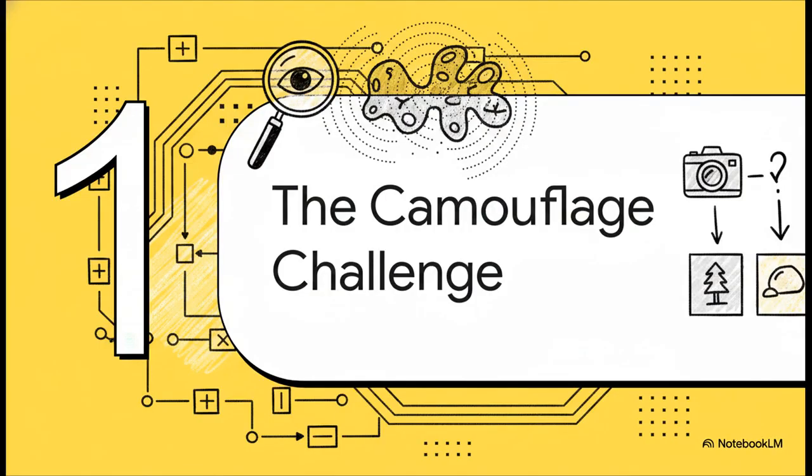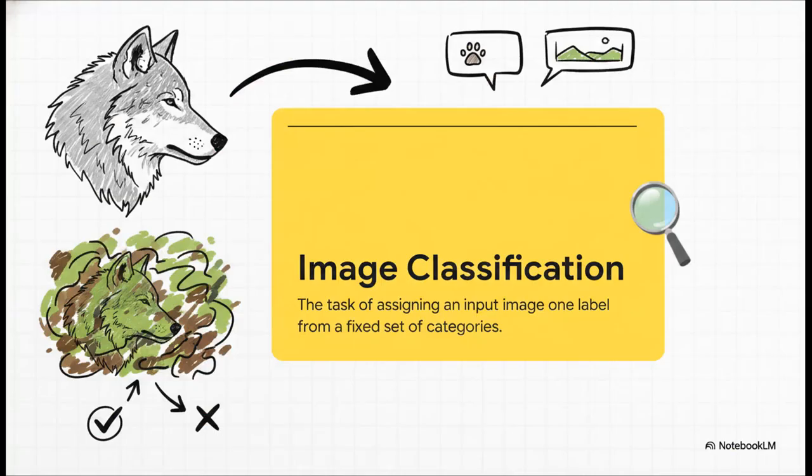All right, so let's officially kick things off. We are diving headfirst into the camouflage challenge. And at its heart, this is what's known as a classification problem. So before we get to all the wild quantum stuff, let's make sure we've got the basics down. Image classification is really simple at its core. It's just about teaching a computer model to look at a picture and slap a label on it, like wolf or background. Our job is to make our model insanely good at telling the difference, even when that wolf looks almost identical to the background.